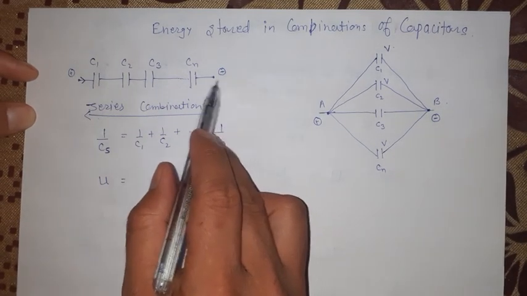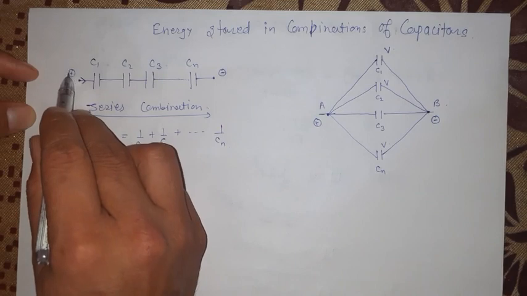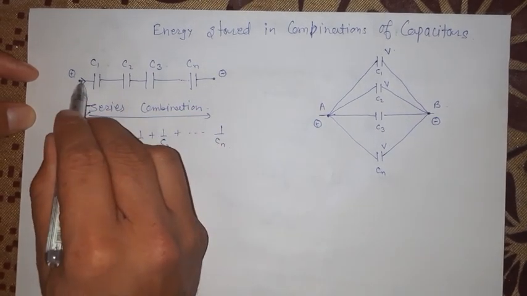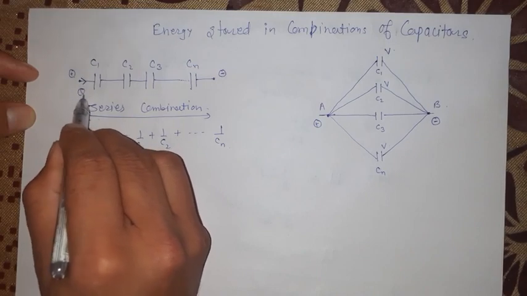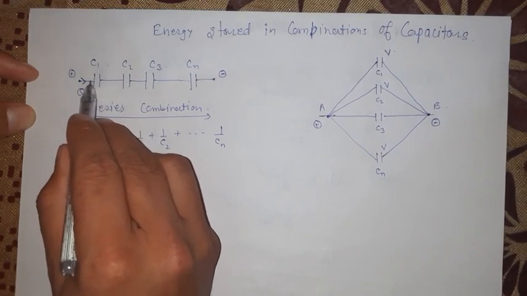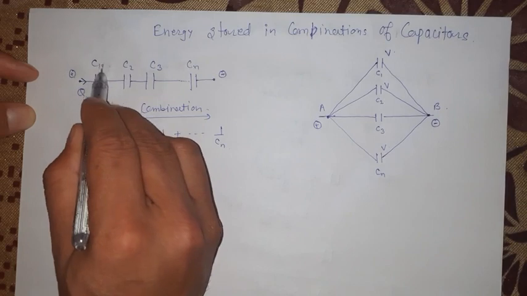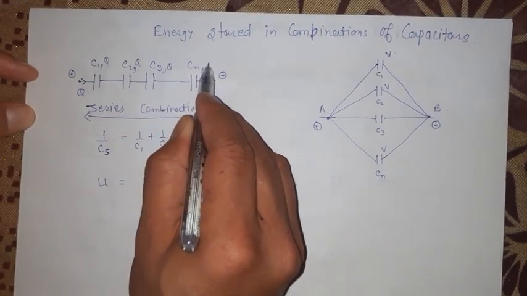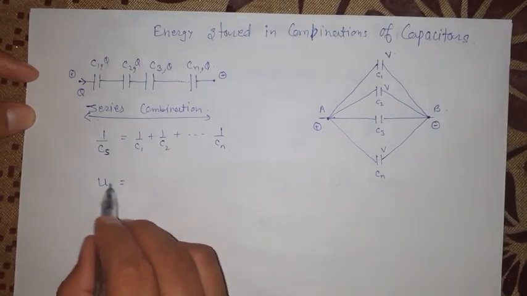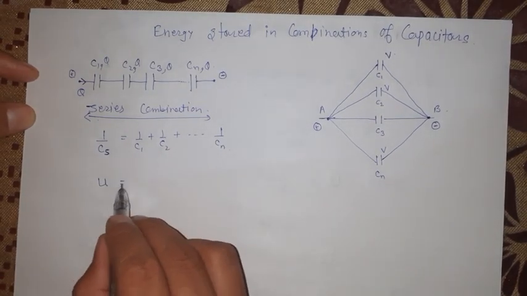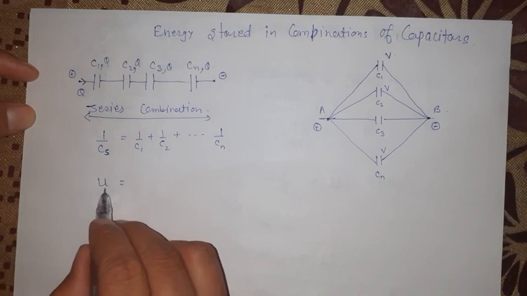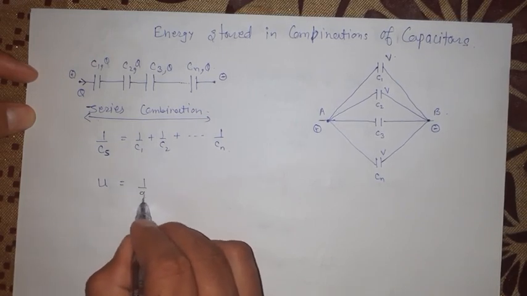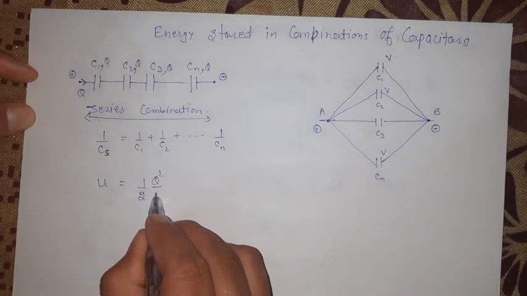to remain the same? We know that if this terminal is at high potential and that one is at low potential, then the positive charge Q flows, so every capacitor will have the same charge. In series combination, every capacitor will have the same charge. So here, I am using the expression of potential energy in which charge is used. It is Q square by C.